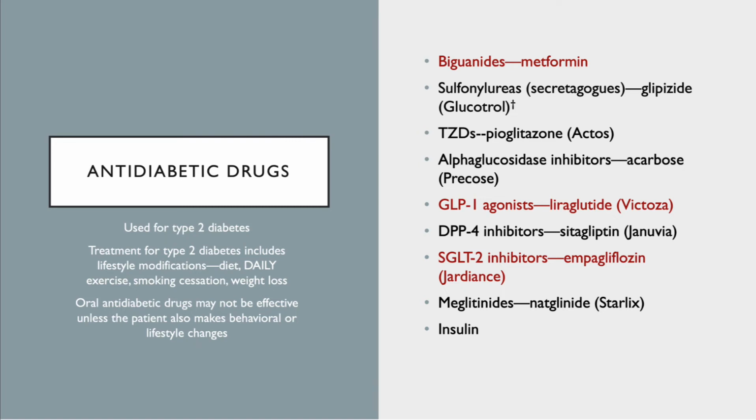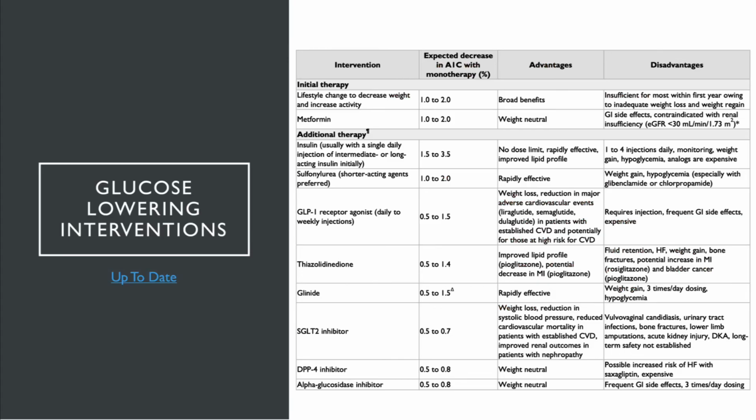Victoza, Januvia, Jardiance, they're all very expensive. So we may have trouble getting those paid for. But then, of course, never forget about insulin. It's usually cheap and effective.